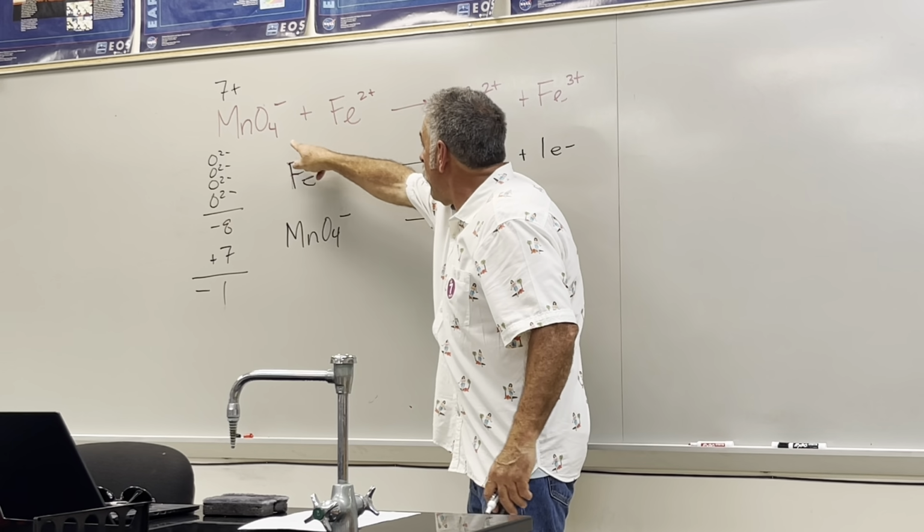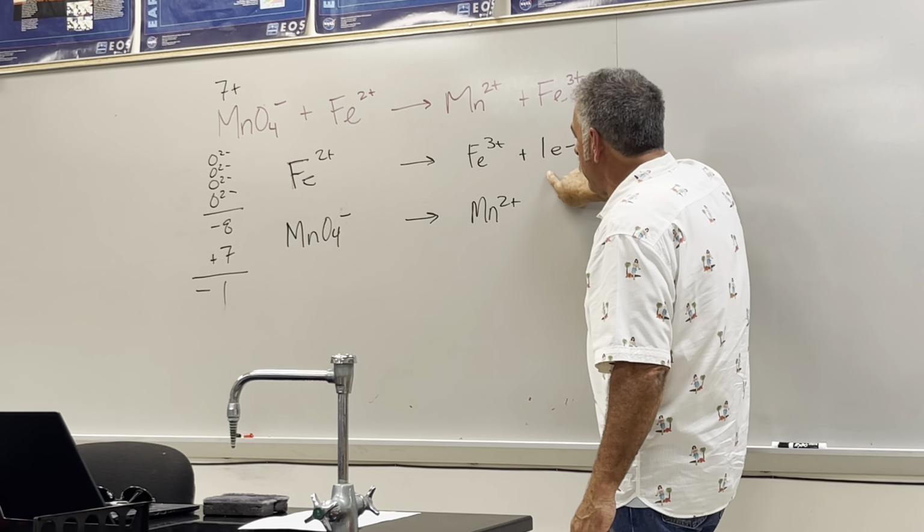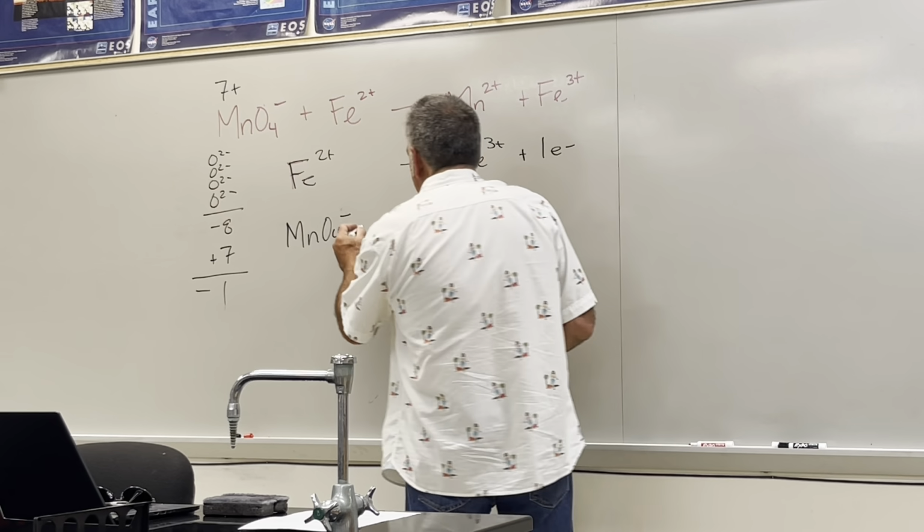So MnO4 minus and Fe2 plus. We have 1 electron here, and then we have to add 5 electrons here.